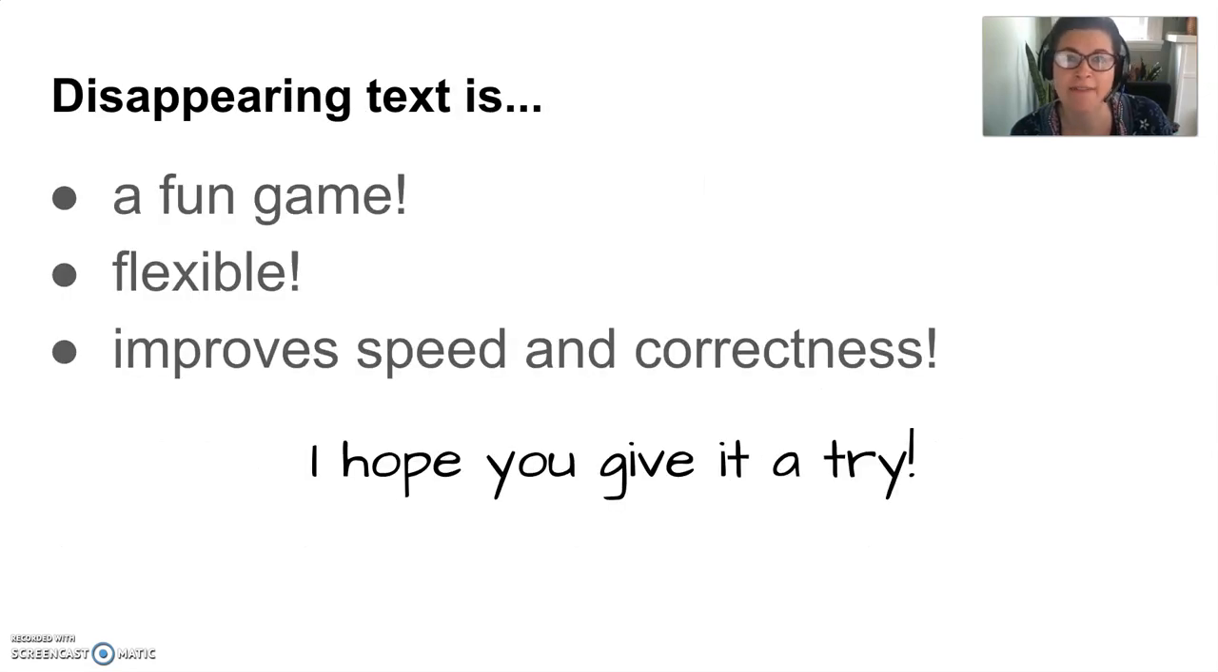People always laugh and support each other in trying to remember the words as they go through it. It's flexible. You can use it to teach any level. You can use it to teach vocabulary, to teach grammar, and it helps students to improve their speed or fluency as they repeat the story over and over again, and their accuracy in putting together the sentences correctly.